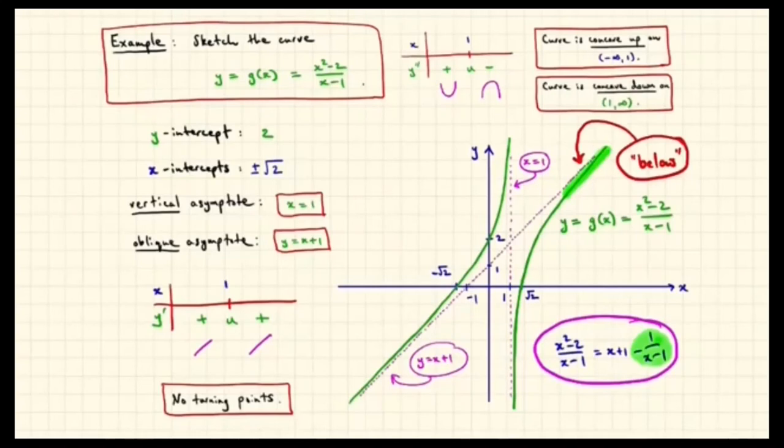It's interesting to ask, what happens if we add 1 over x minus 1 in the rule for the function instead of taking it away. So let's work through the checklist for sketching the curve with this variation. x plus 1 plus 1 over x minus 1.